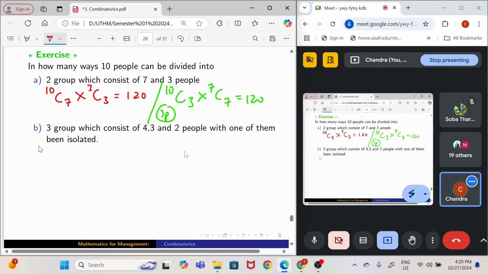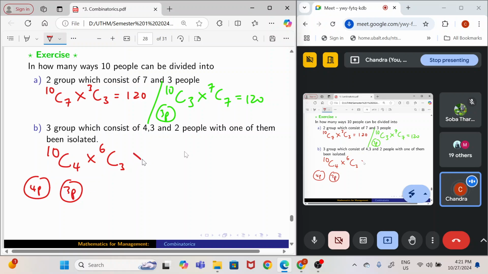For B, out of 10 people, you can start with any one of them. You can start with 4, 3, 2, anything. So if I start with 4 here, left is 6. Okay, I choose one group already, 4 people. And then out of 6, I need to choose another 3 more. So I choose 3 people already. Left is 3. You choose 2 people.